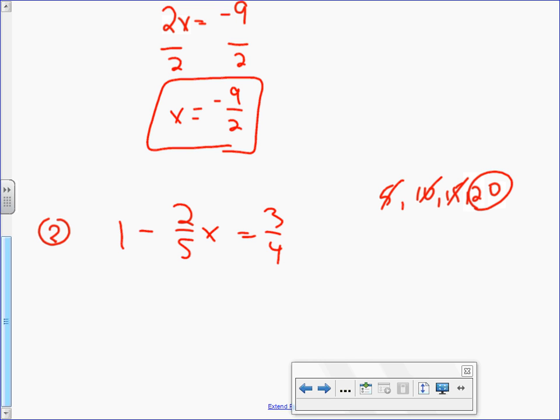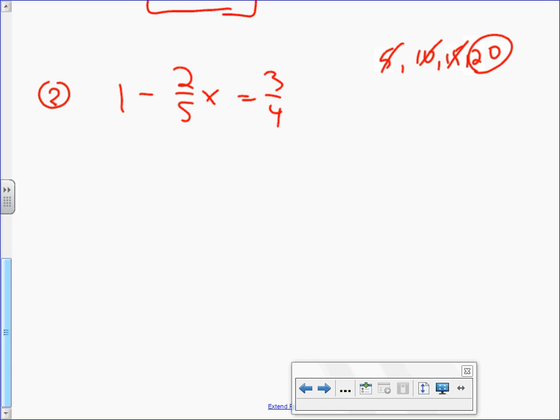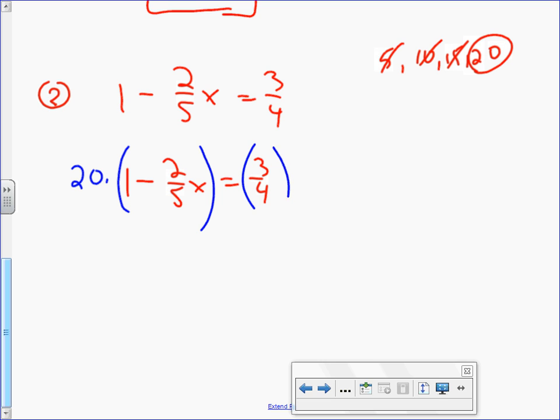Now, you don't have to do that every time. Sometimes you look at them and you can just see the common denominator, agreed? But this is a way to get it, okay? So, what you're gonna do is you're gonna take the problem, you're going to put parentheses around the left side, and you're gonna multiply the left side times 20. You're gonna put parentheses around the right side, and you're gonna multiply the right side times 20.